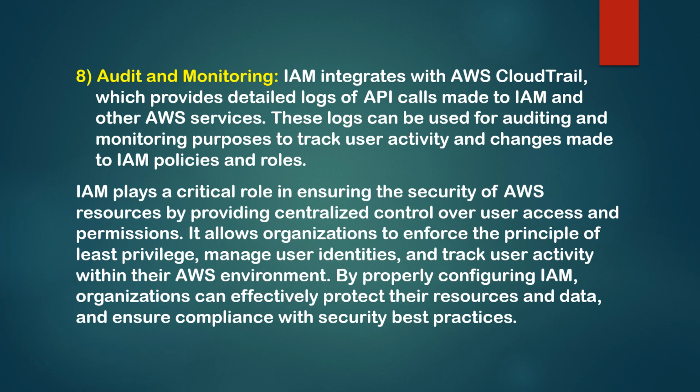Number 8. Audit and monitoring. IAM integrates with AWS CloudTrail, which provides a detailed log of API calls made to IAM and other AWS services. These logs can be used for auditing and monitoring purposes to track user activity and changes made to IAM policies and roles.